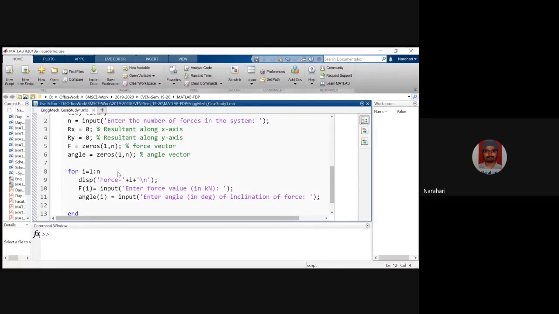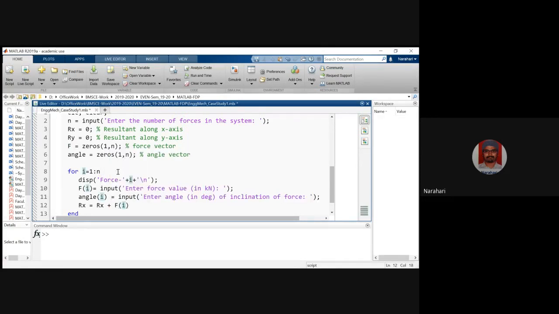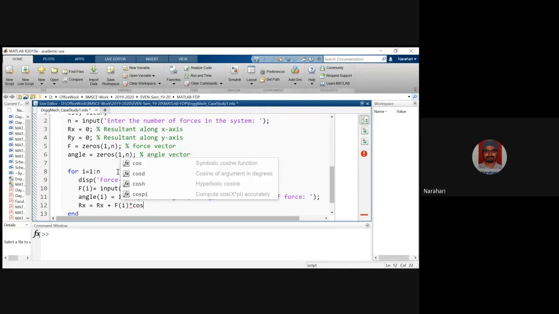I will get this force from the user: force 1 and angle 1, similarly force 2, angle 2, all till n. Then as soon as I keep adding that force, I can take its x and y components. I can resolve it along x and y and add it to Rx and Ry. So what I can do: Rx equals Rx plus F of i star cos d. What is cos d?